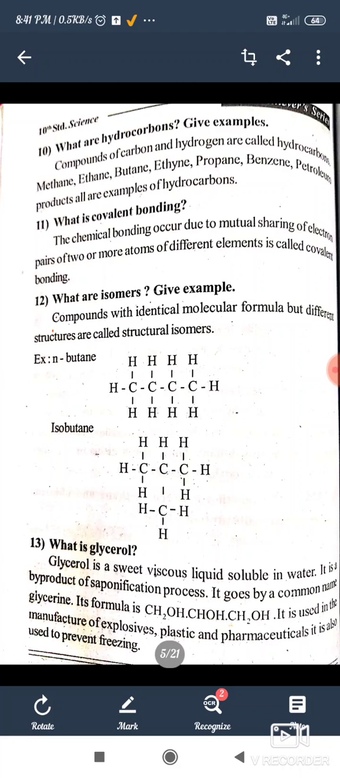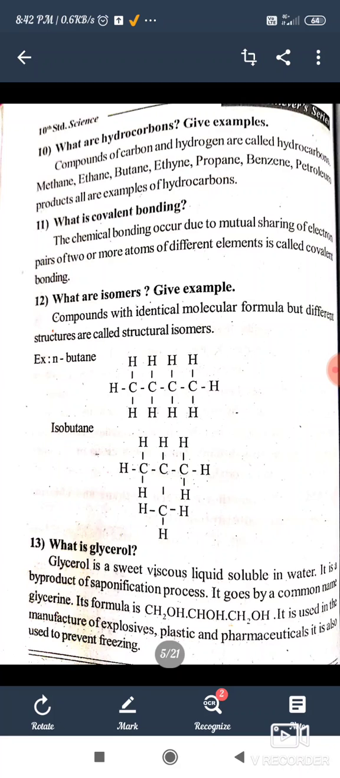What are isomers? Give example. Compounds with identical molecular formula but different structure are called isomers. N-butane and isobutane: here 4 carbon atoms are bound to the 10 hydrogen atoms. So the same as n-butane and isobutane.